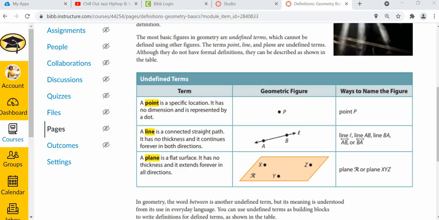And typically we like to put it in alphabetical order. Now go ahead and write your terms, draw your figure, and go ahead and write the different ways in which you can name the figure. You may pause the video if you need to.